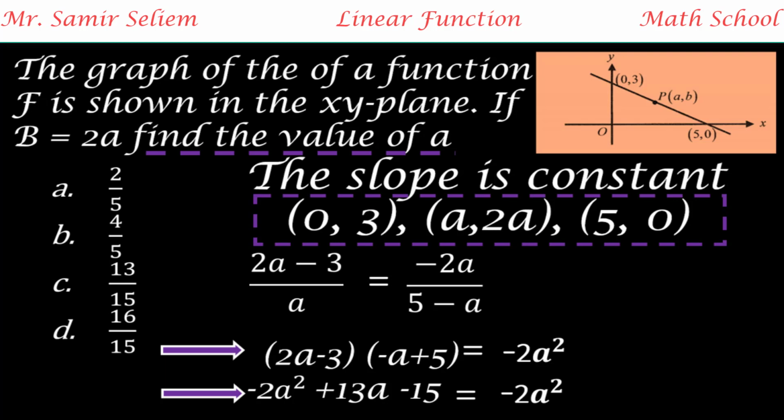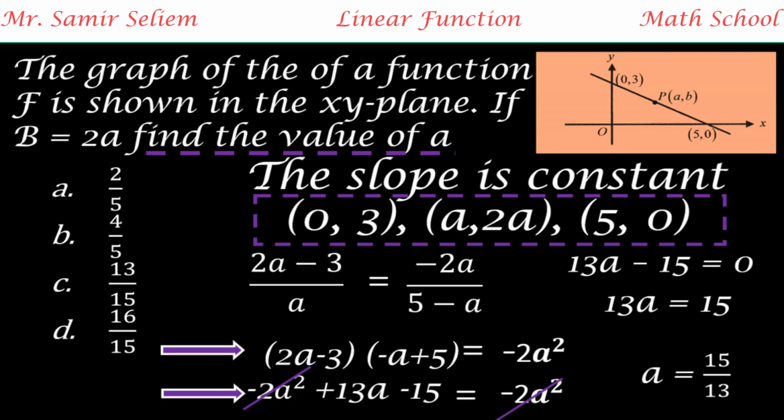We know that we have negative 2a squared on both sides, so we can cancel it. We get 13a minus 15 equals 0. We can find that 13a equals 15 by adding 15 to both sides. Dividing by 13, we get a equals 15 over 13. So the answer is C.